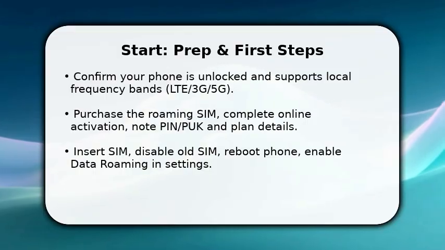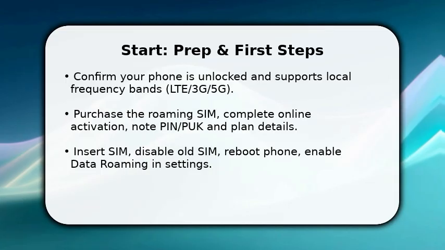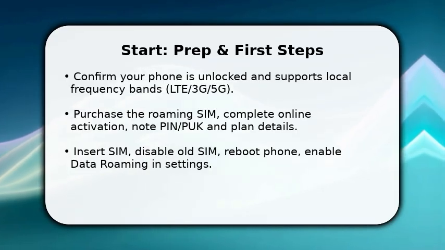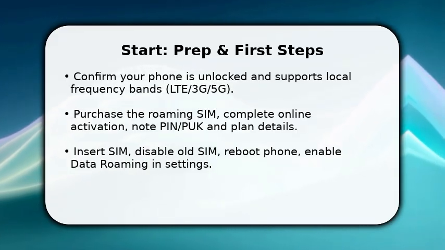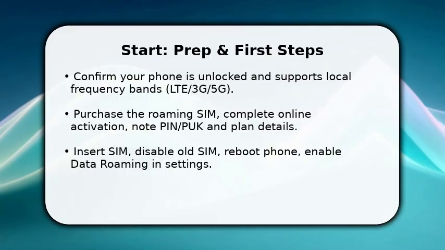You begin by confirming your phone is unlocked and supports the carrier bands. That ensures the roaming SIM can register. Once purchased, activate the SIM online and record the PIN/PUK and plan limits so you avoid lockouts.